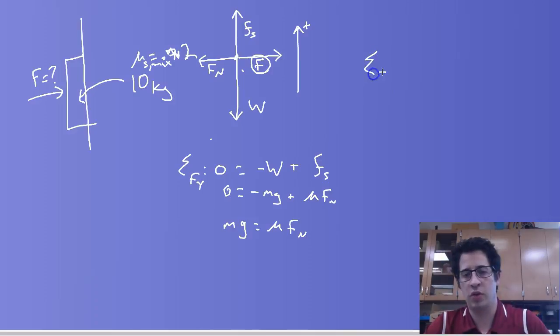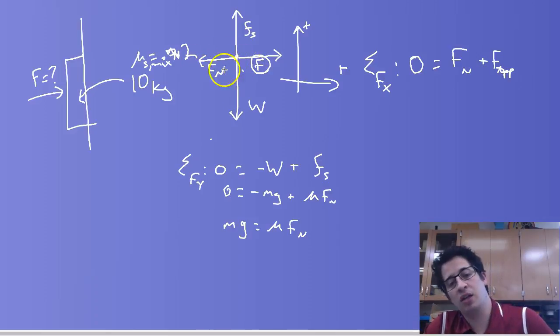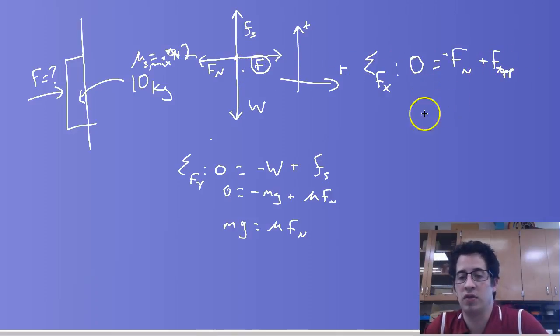When we write the net force equation for x, again it's balanced, so this will be equal to 0. We have these two forces acting, and we'll say that this way is positive. So we have Fn, the normal force, and this applied force. Since the normal force is acting in the negative direction, it's a negative force, and the applied force is acting in the positive direction, so it's positive. We can solve this and say that the applied force is equal to the normal force.